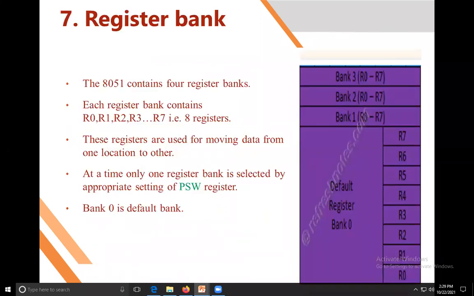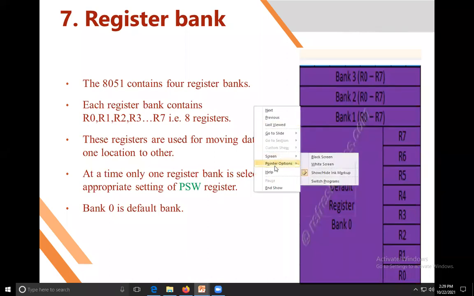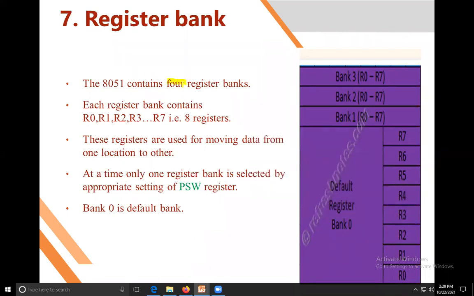Then this is the register bank of the 8051. How many registers are there in the register bank? There are 4 register banks. Each bank contains the registers R0 to R7, so 8 registers per bank.